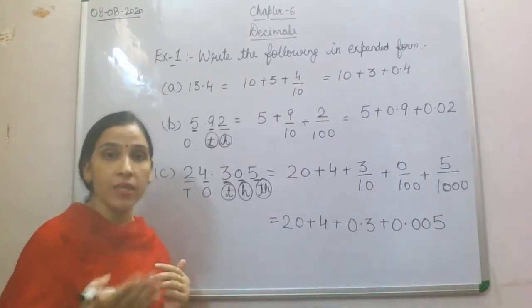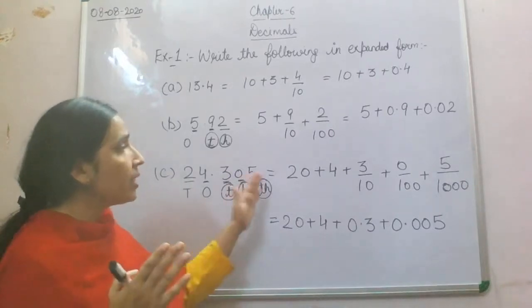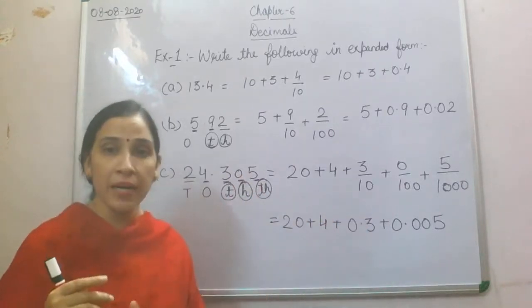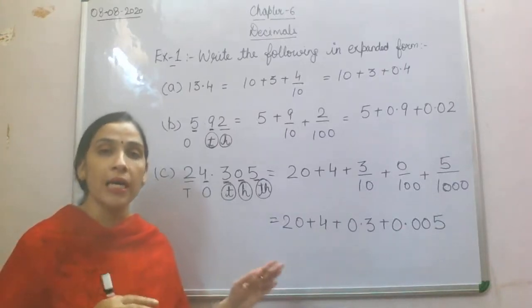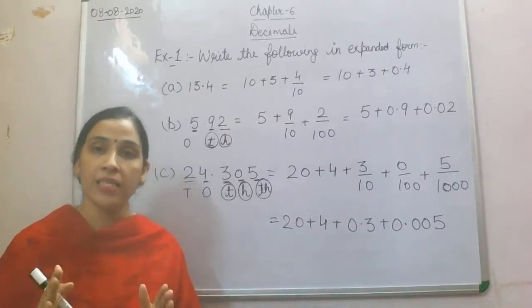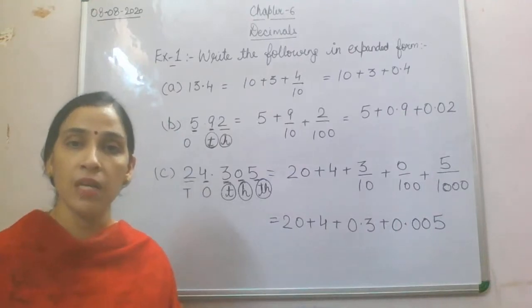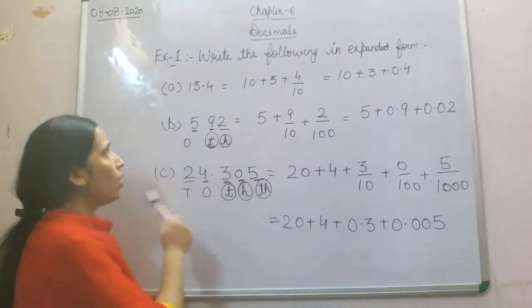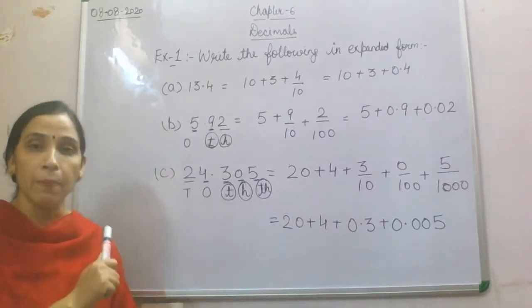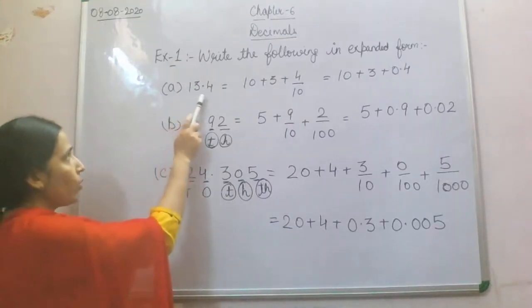Sometimes what is given in the question is the expanded form and you have to write it in short form. In that case, you may face some problem deciding which place value will take which number. Fine. So now we have been given our A part, that is 13.4.